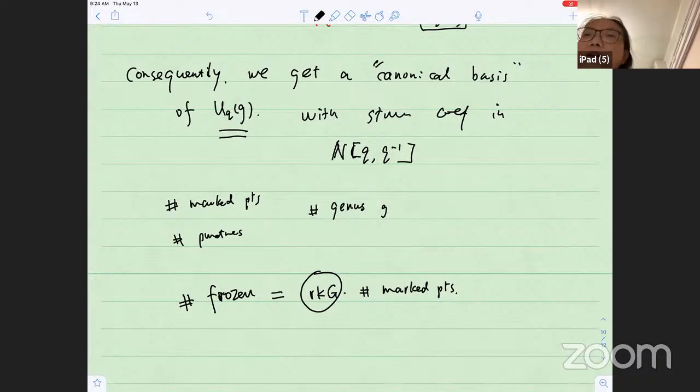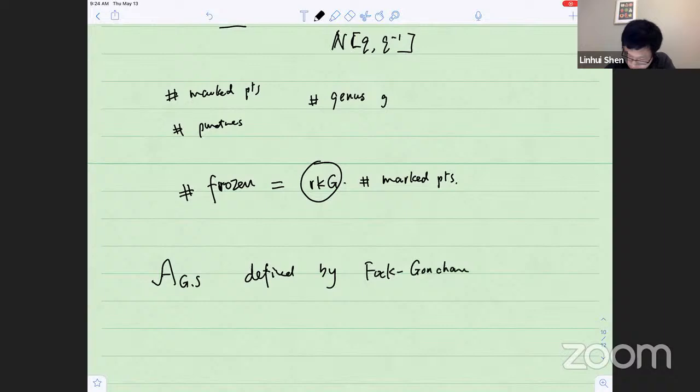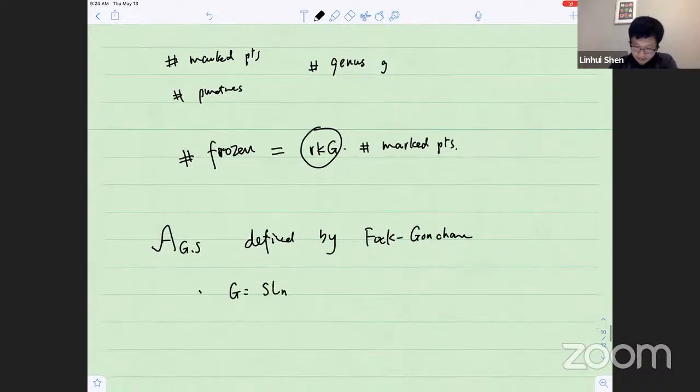So you've been talking about this ensemble, and this is just the X picture, am I right? Yes. So there's an A picture as well, just for the whole thing. Yes. So there is another dual picture called A space, which was already defined by Fock and Goncharov, and they showed that when G is SLn, this has a cluster structure.